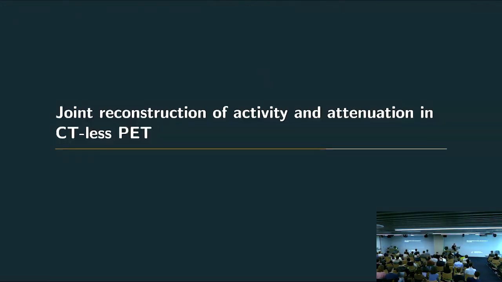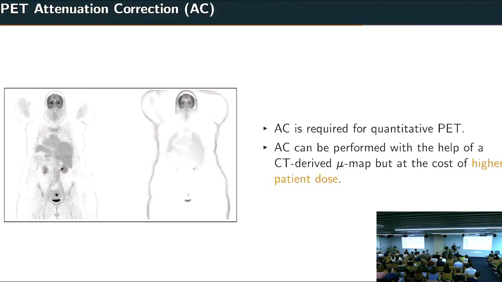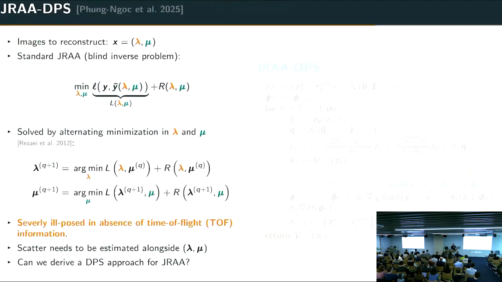I will now move to the last application here, CT-less PET. In PET, we need CT because we need to do attenuation correction, and in absence of attenuation correction, we cannot do quantitative PET because the reconstruction is biased. But the CT-derived attenuation correction will increase the patient dose, so we want to reduce the dose, and eventually we don't want to do a CT. So the idea is to do a joint reconstruction, so we estimate jointly the activity and the attenuation together. This can be written as a standard joint JRAA inverse problem.